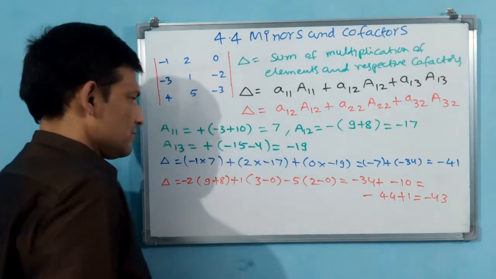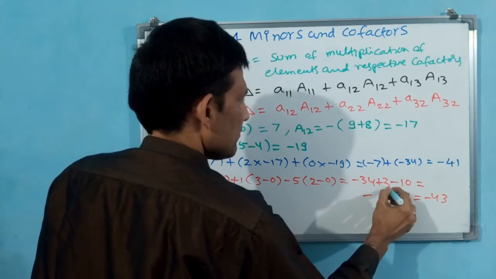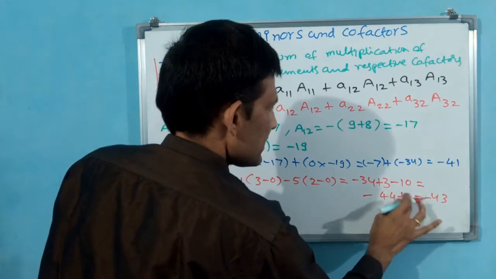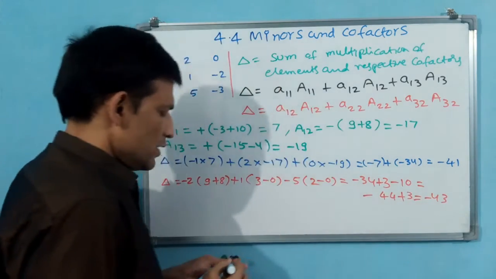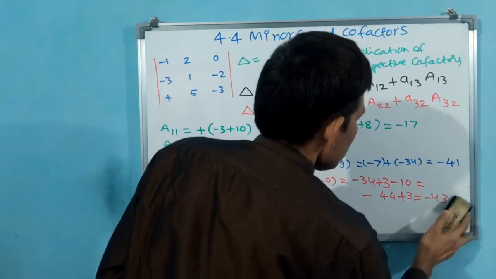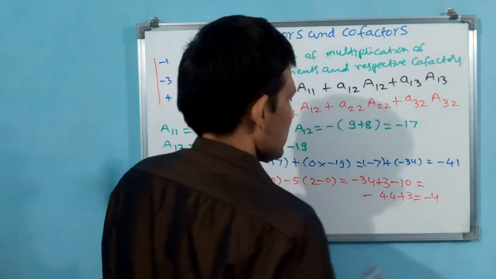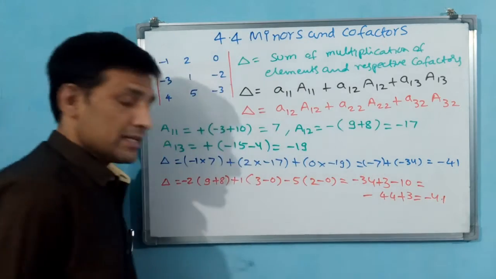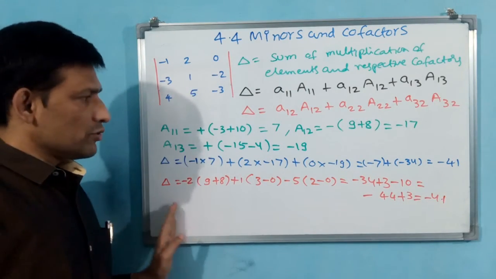That mistake I have done. You see, 3 into 1 is 3. Okay, if I write 3 here, 3 will come. That means you see, minus 44 plus 3, how much will it be? It will be minus 41. Okay, see, this is the normal procedure.